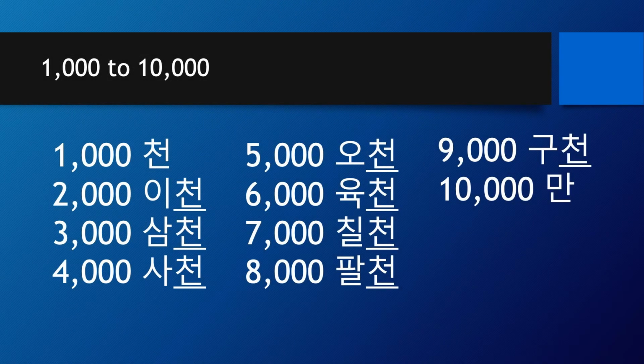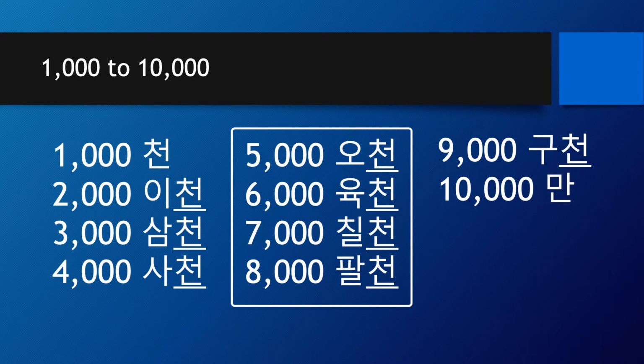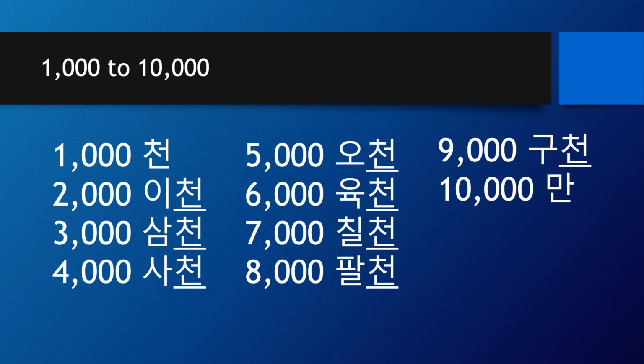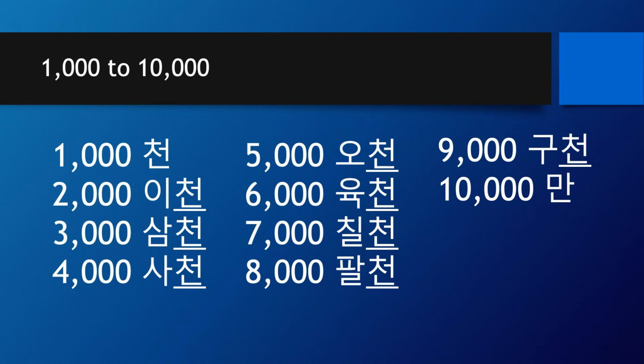Now the numbers are becoming bigger. Let's count from 1000 to 10,000. 1000 is 천 instead of 일천. 2, 3, 4, 5, 6, 7, 8, 9, same as before, so 2000 is 이천, 3000, 삼천, 4000, 사천, then 5000, 6000, 7000, 8000, 9000. 10,000 is 만 instead of 일만, unless you really want to make it very official. Let's repeat. 천, 이천, 삼천, 사천, 오천, 육천, 칠천, 팔천, 구천, 만.